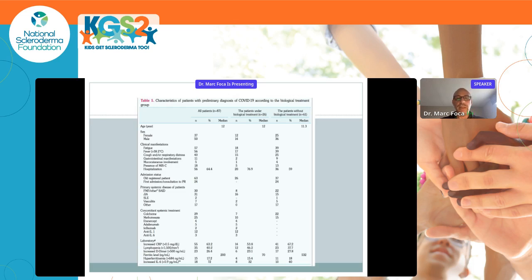So the cohort was relatively small, but they found really no differences in those who were on biological modifiers versus not on biological modifiers.